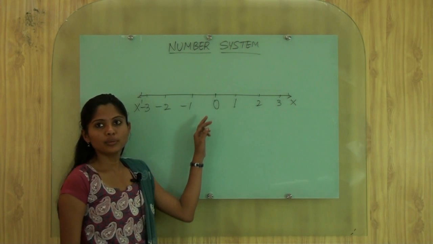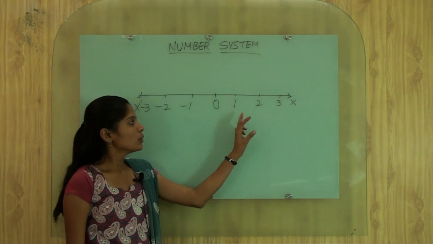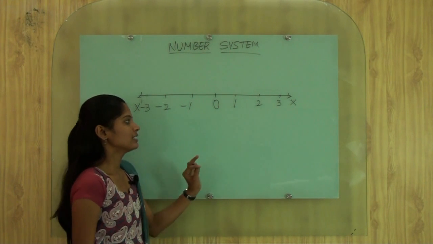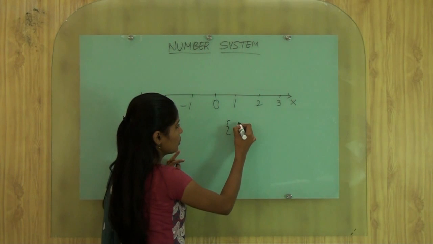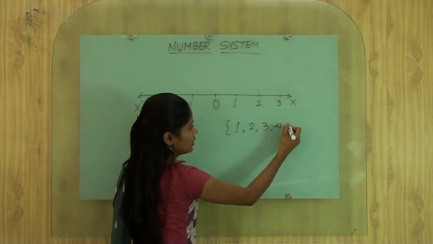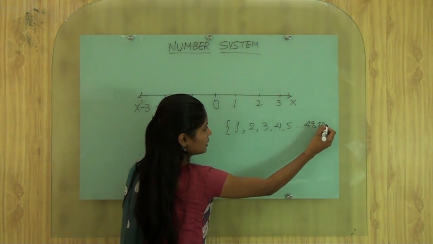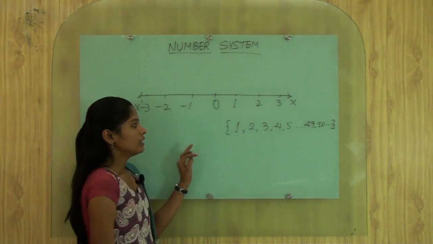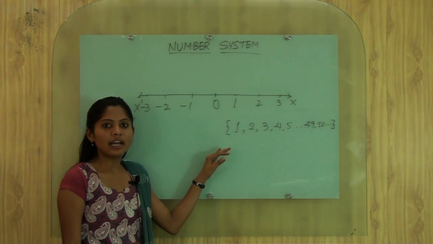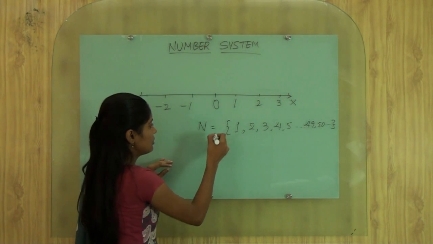If you start from the point 0 and move towards the positive direction, which numbers do you get collected? You will get 1, 2, 3, 4, 5, and so on, 49, 50 and so on. These numbers are called natural numbers. We can denote it using the symbol N.